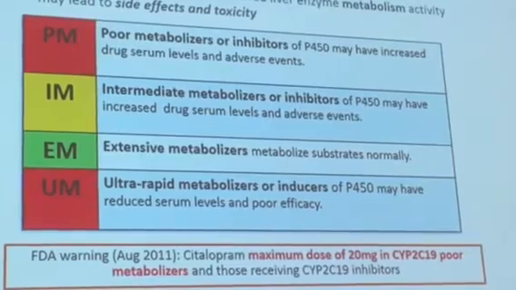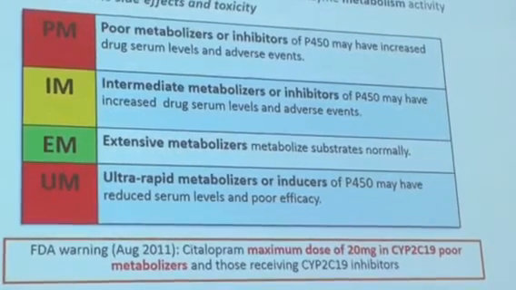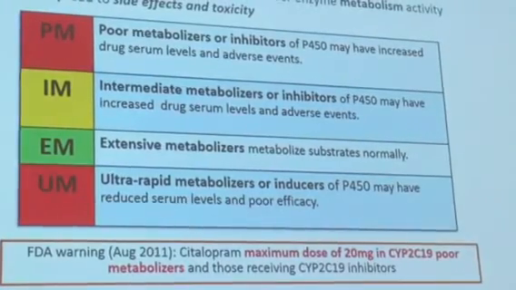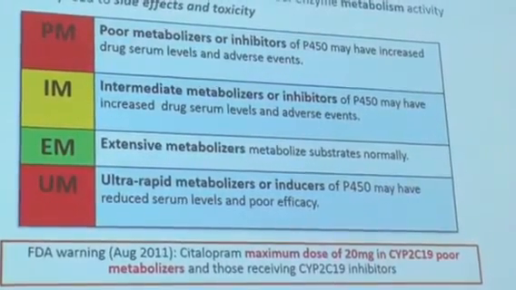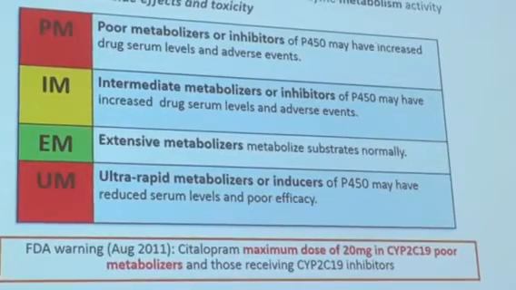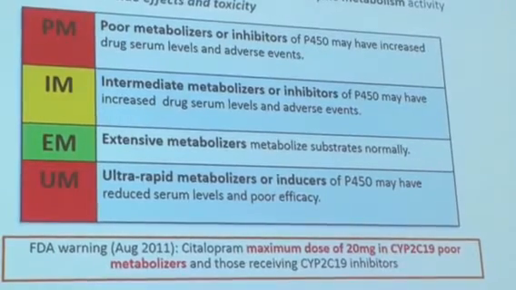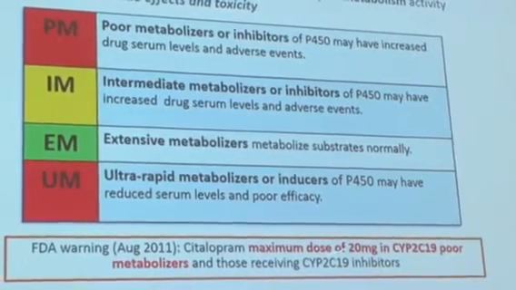So you guys are smart. What does Celexa do at high doses? What does it do to your ticker? Yeah, QT prolongation. So if you're a poor metabolizer and you're not metabolizing citalopram, don't go above 20 milligrams because you put your patient at risk for QT. And what enzyme breaks down citalopram? Oh.